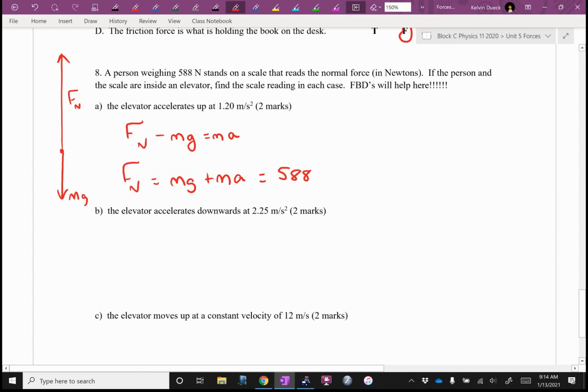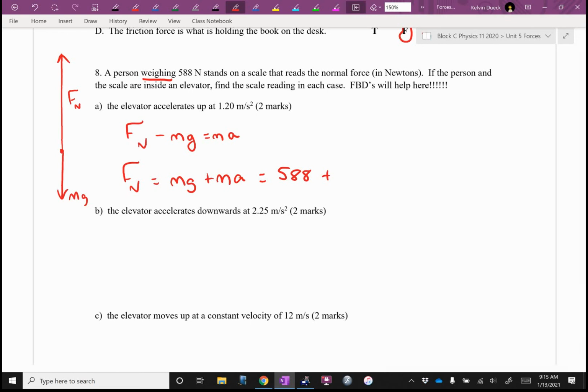Do I need to multiply the 588 times 9.8? What are the units next to that 588? That's already mg. Look, I didn't say they had a mass. I said their weight. That's already mg. I don't need to multiply that by 9.8. If you did, you're going to lose a half mark. Plus, do I know m? What's the mass? Not 588. Please, if the person's mass is 588 kilograms, this elevator is not going up.